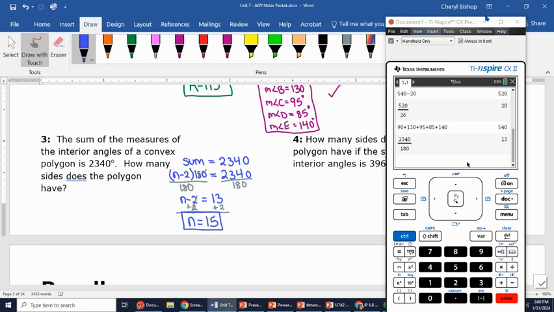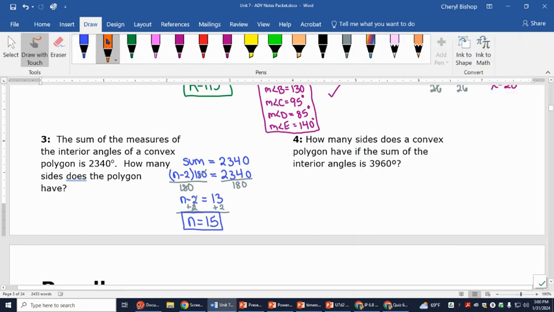Okay, let's do another example just like that. On the next one, how many sides does the convex polygon have if the sum of the interior angles is, not 360, 3960 degrees. I know the sum can be found using the number of sides minus 2 times 180. That's going to give me 3,960.